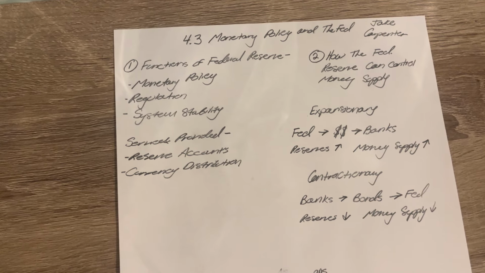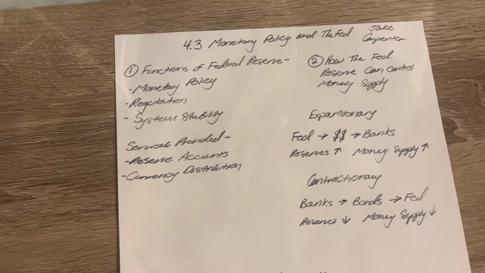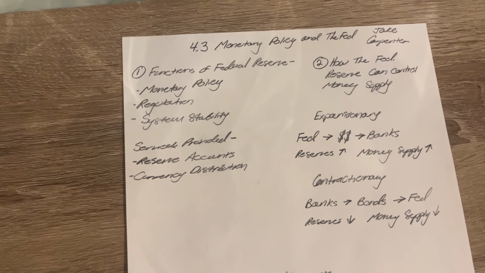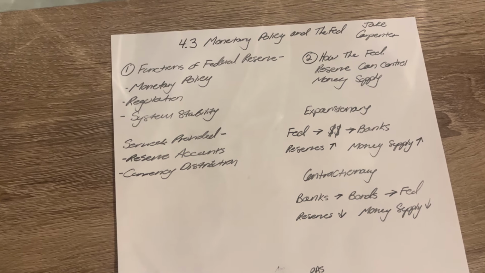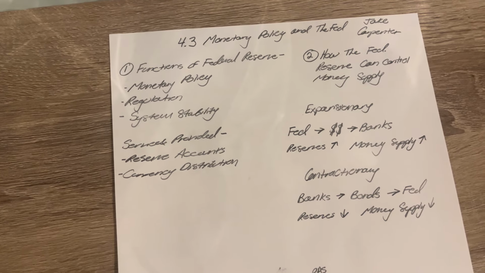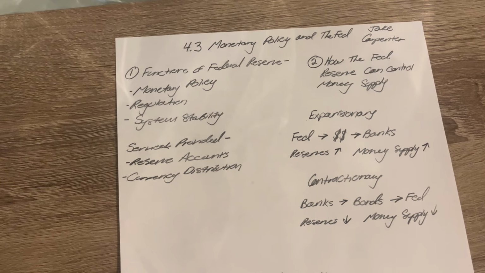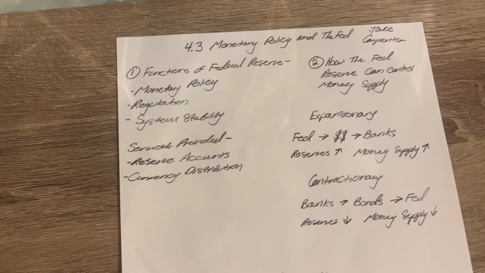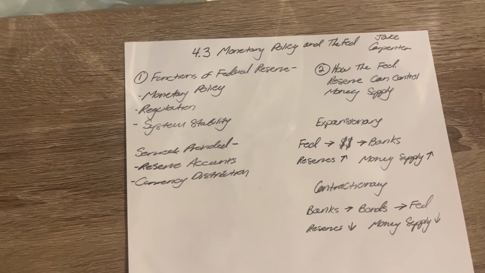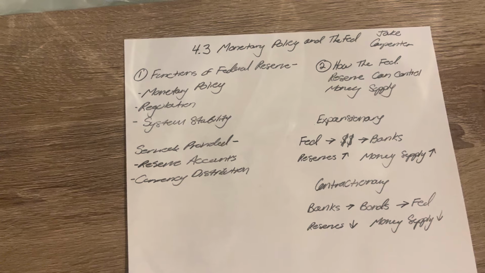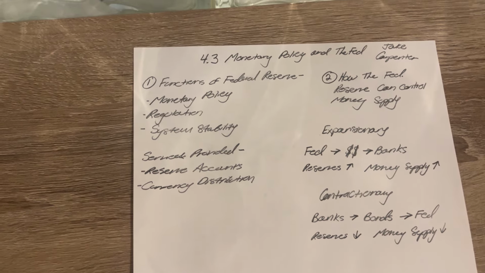First, we're going to talk about the functions of the Federal Reserve. So monetary policy, which is where the Fed influences money and credit conditions to achieve stable prices and maximum employment in the market. That also feeds into regulation, and then system stability. They monitor and contain risks in the financial system. And then the services provided to other banks: they provide for currency distribution and can be in charge of reserve accounts.